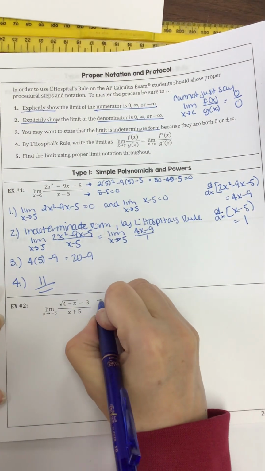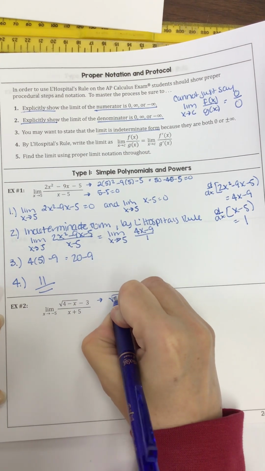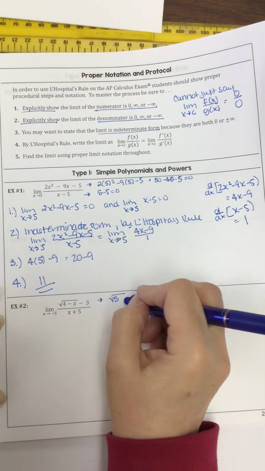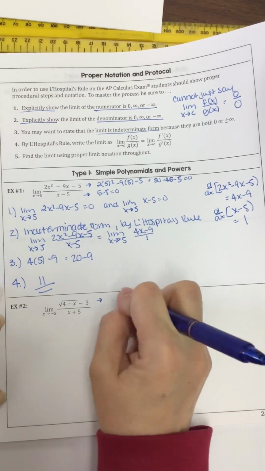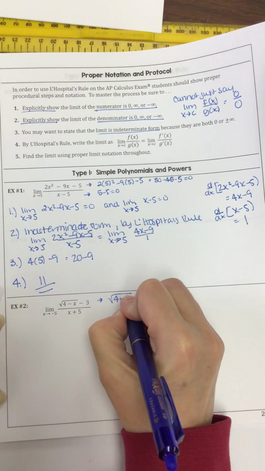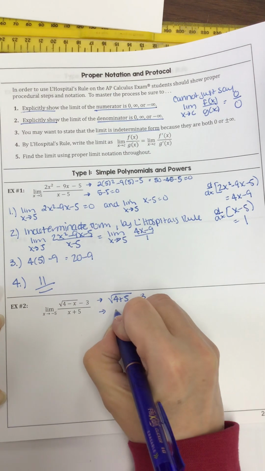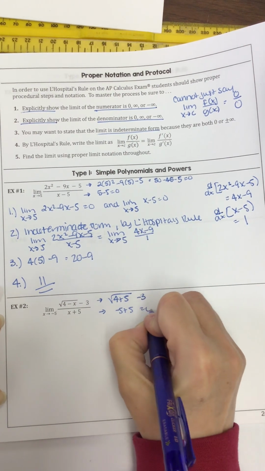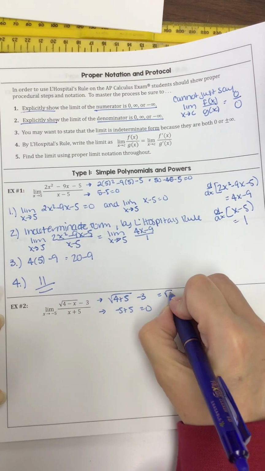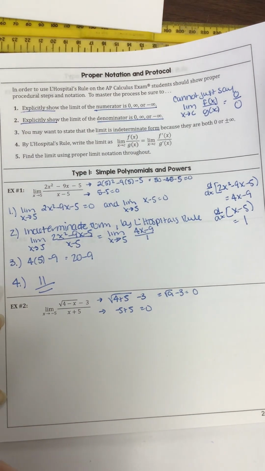If we do a direct substitution, we'd have the square root of 4 plus 5 minus 3. And here we'd have negative 5 plus 5. So the denominator is 0. The numerator would be the square root of 9 minus 3, which would end up being 0 also, correct?